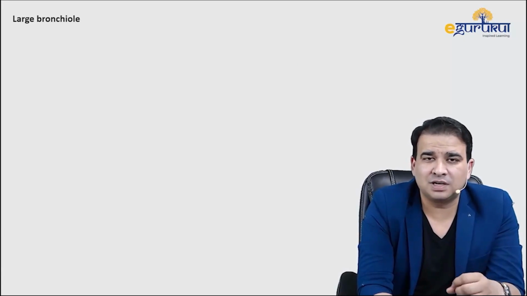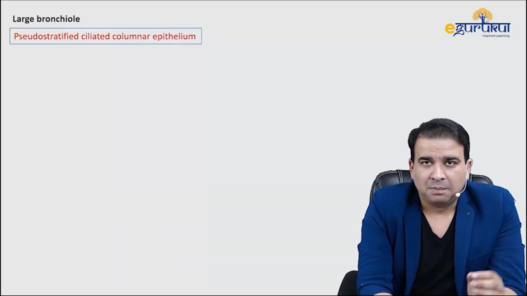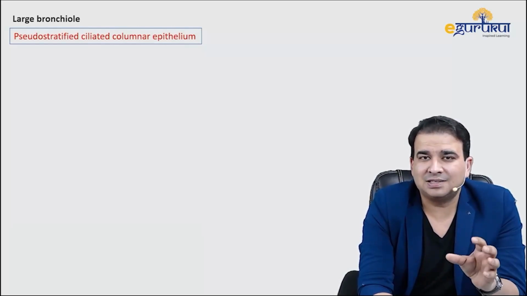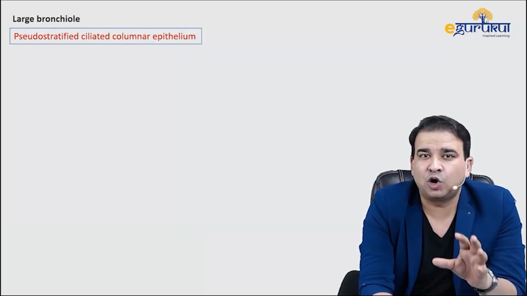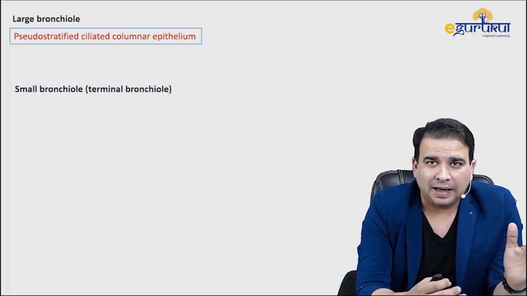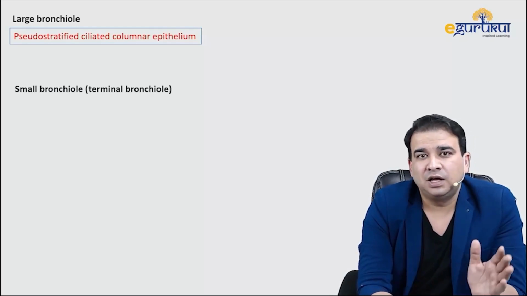So as we already said, in the large or proximal bronchiole, the lining epithelium is just like the trachea and the bronchus, which is pseudo-stratified ciliated columnar epithelium. But when you come to the terminal bronchiole, it again has ciliated cells, but these are ciliated columnar cells. Rather than pseudo-stratified, we have a ciliated columnar. And the more you go into the distal part, it becomes ciliated cuboidal type.